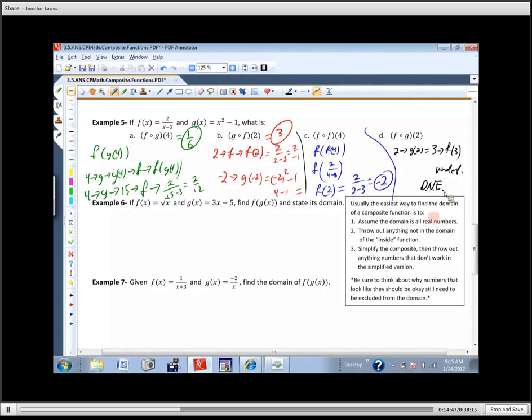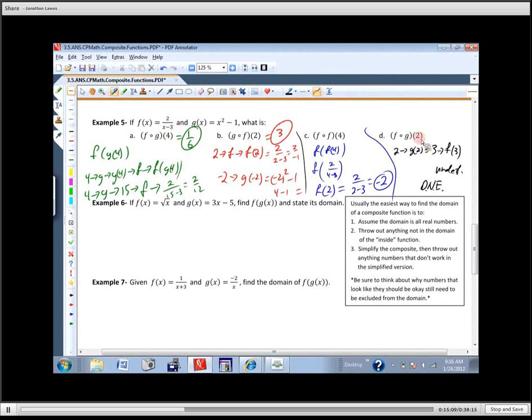What did I say DNE stands for? If I told you that? Anybody know what DNE stands for? Does not exist. Okay, there's no function value there. Now, watch please. Is there a problem with plugging a 2 into this function right here? Okay, there's not, is there?